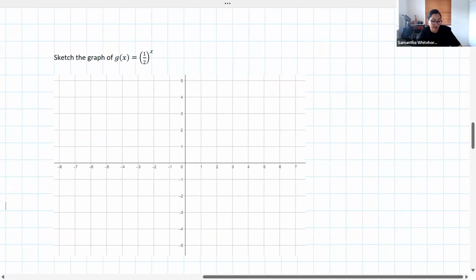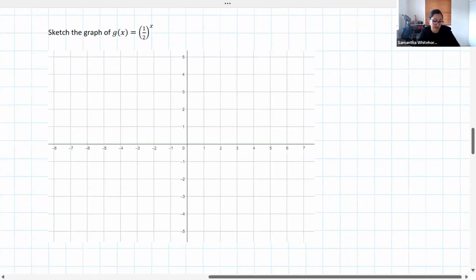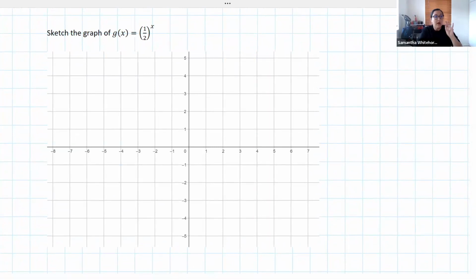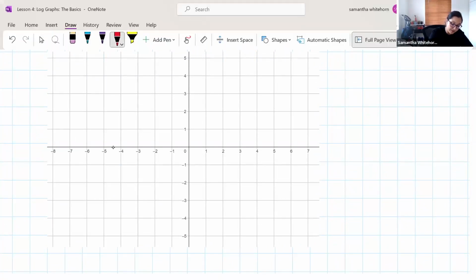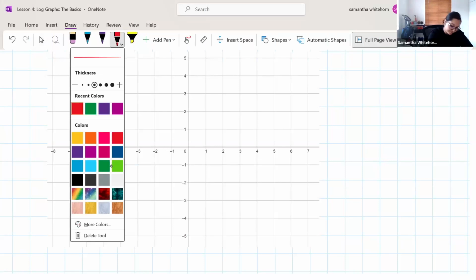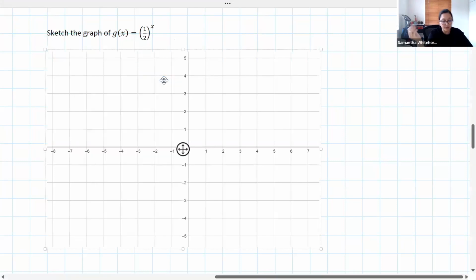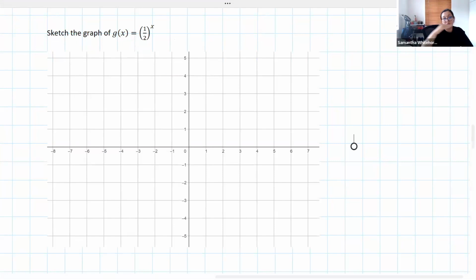Let's have a look at the second type of exponential we can get. Also still very, very basic, no shifts. They can be shifts, but for this one, no shifts. But now where the base is a fraction. So something happens to the shape of my graph when my base is a fraction.